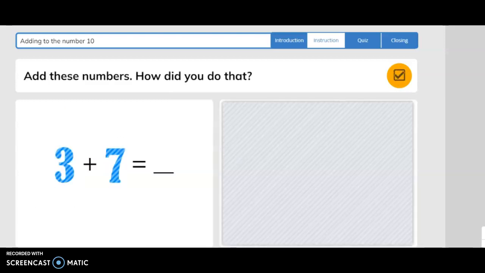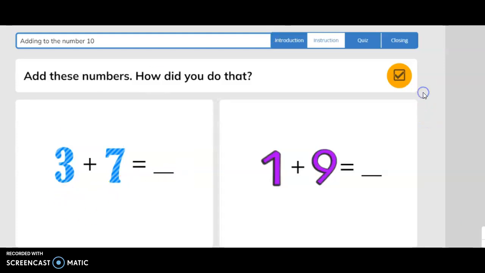Add these numbers. How did you do that? 3 plus 7 equals, and we have 1 plus 9 equals. 3 plus 7 is 10. 1 plus 9 is 10. Okay.